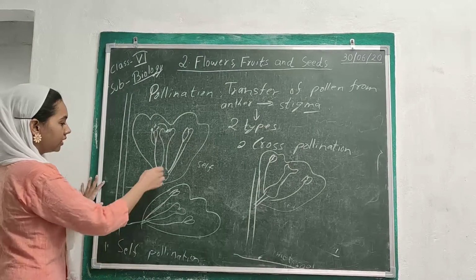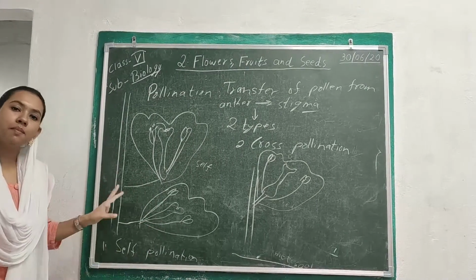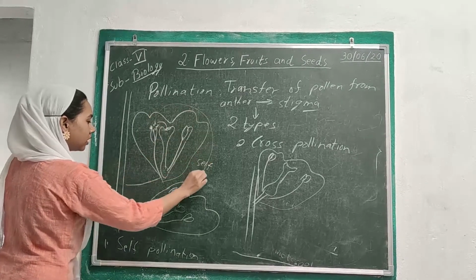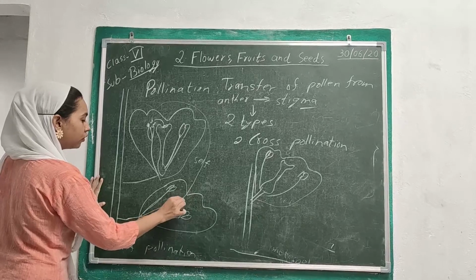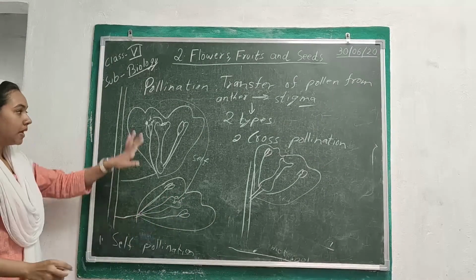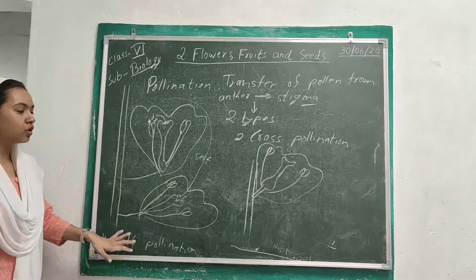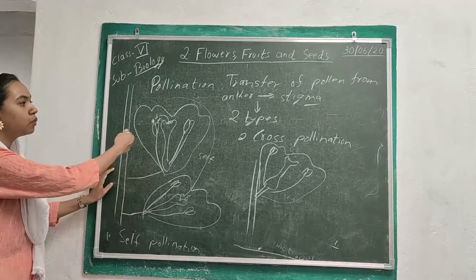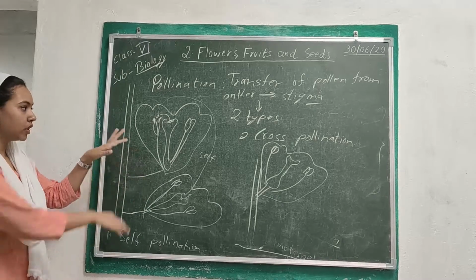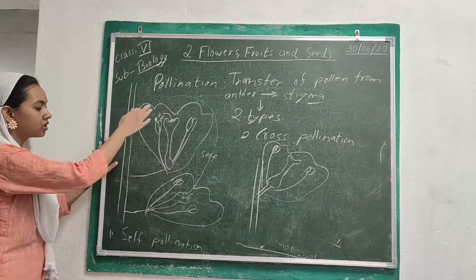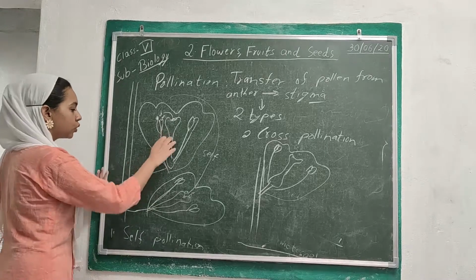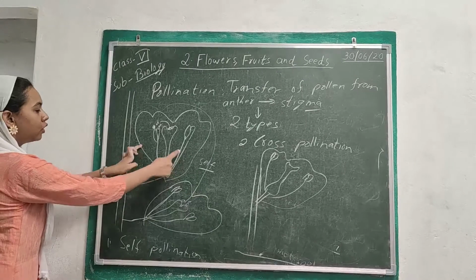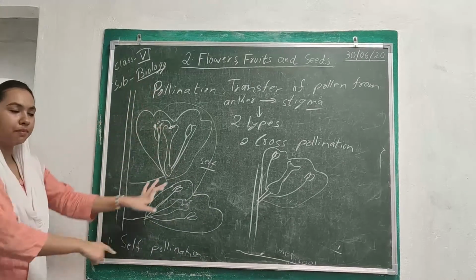Now, imagine there is another flower but of the same plant. The pollen grains from here go and get transferred to the stigma of another flower but of the same plant. So it does not need any other plant. It can do pollination with its own help, within this one single plant only. Okay, so this type of pollination is known as self-pollination. It can be within the same flower or two different flowers of the same plant.